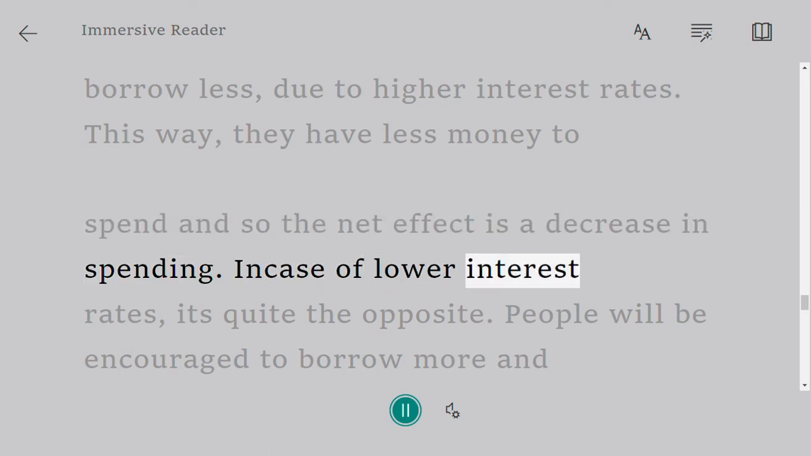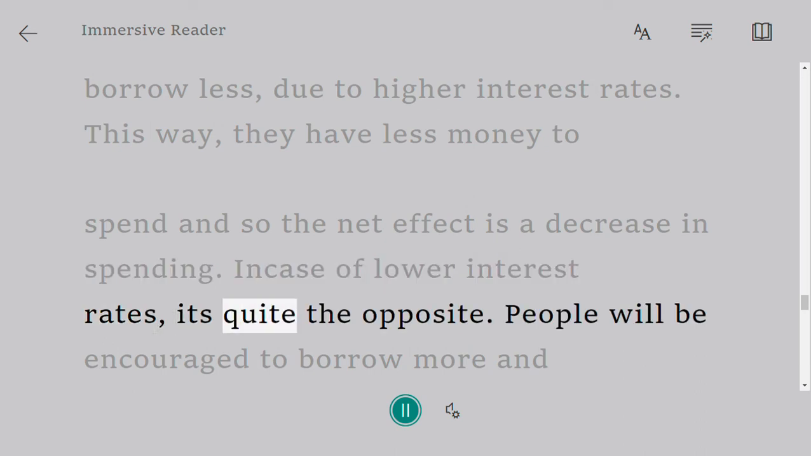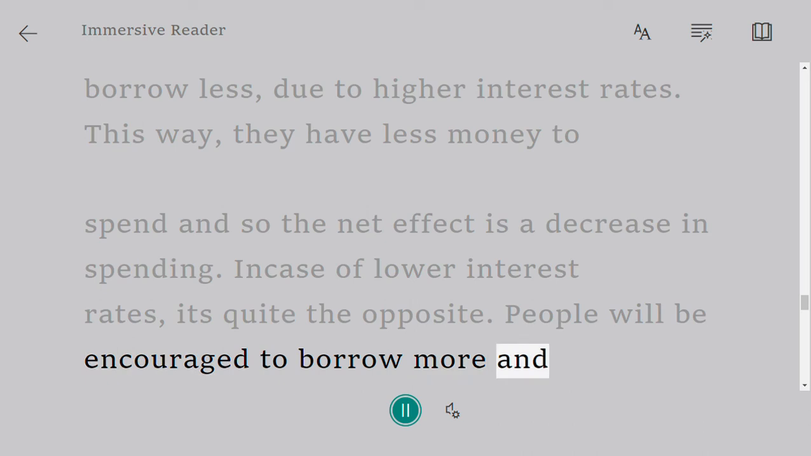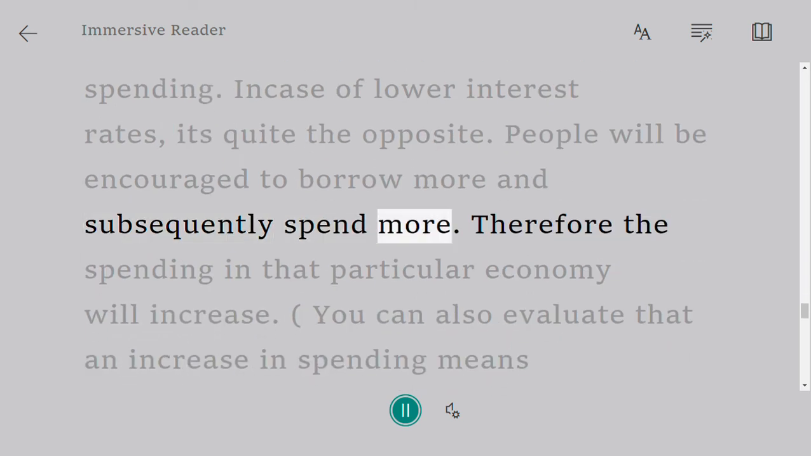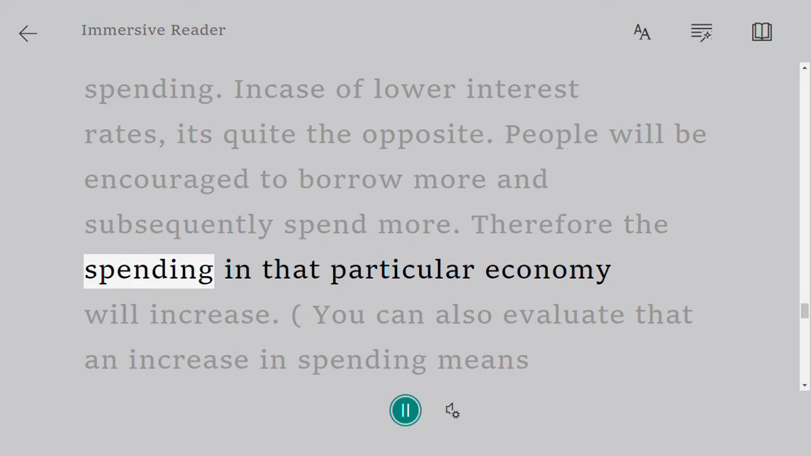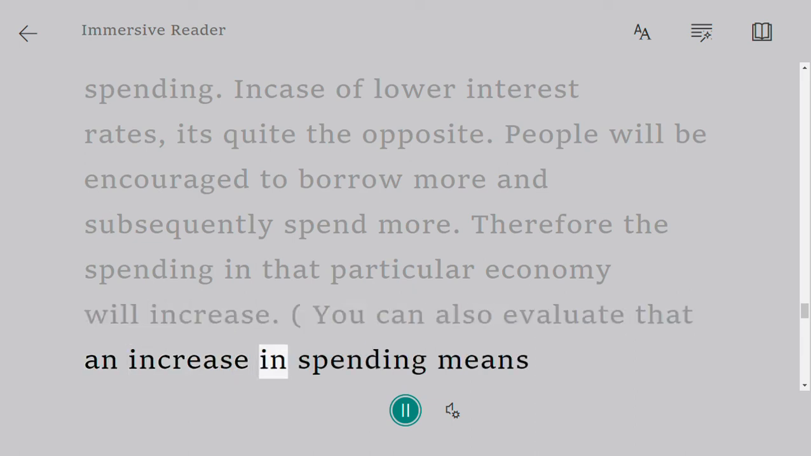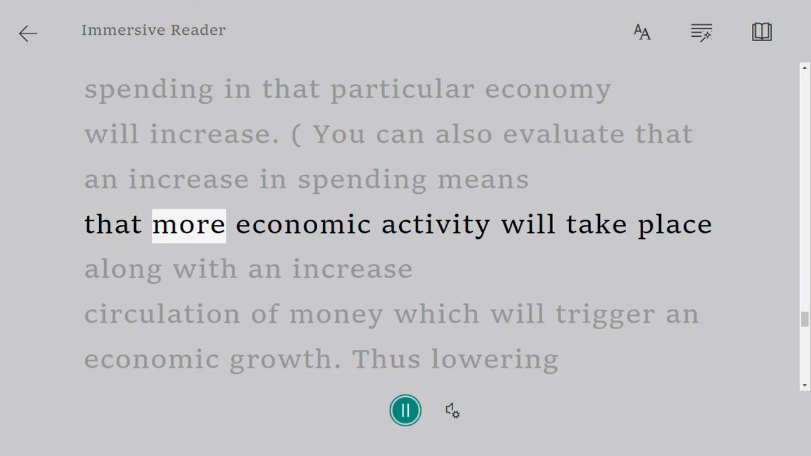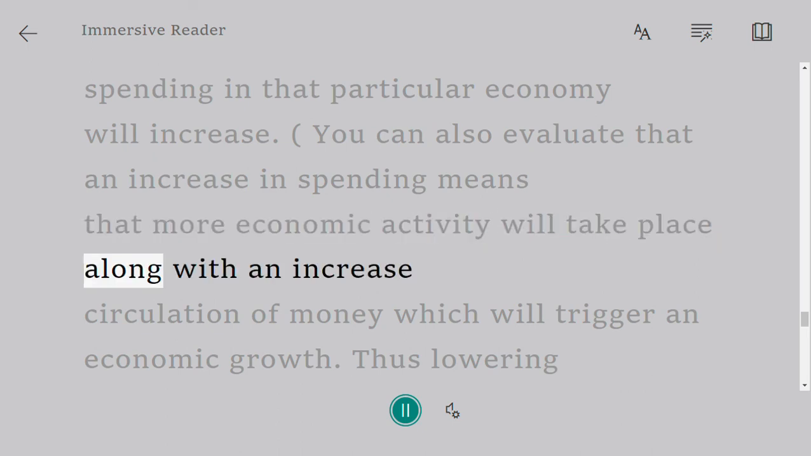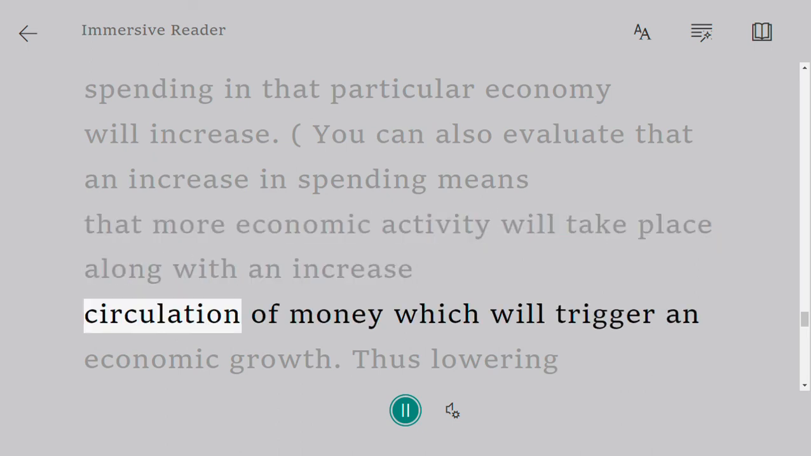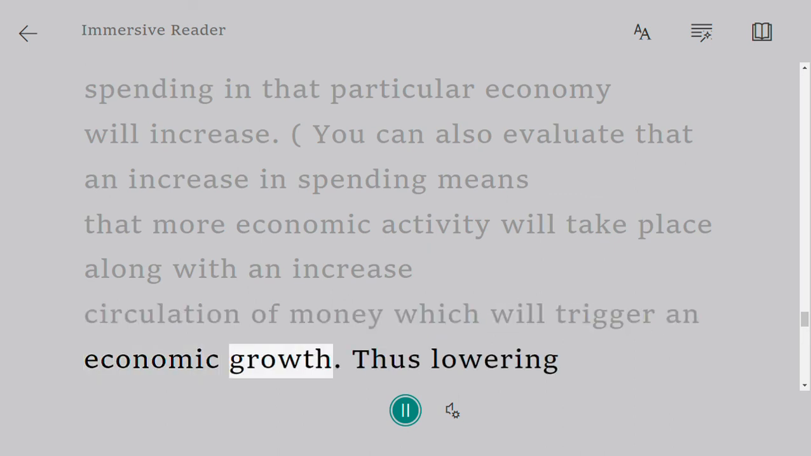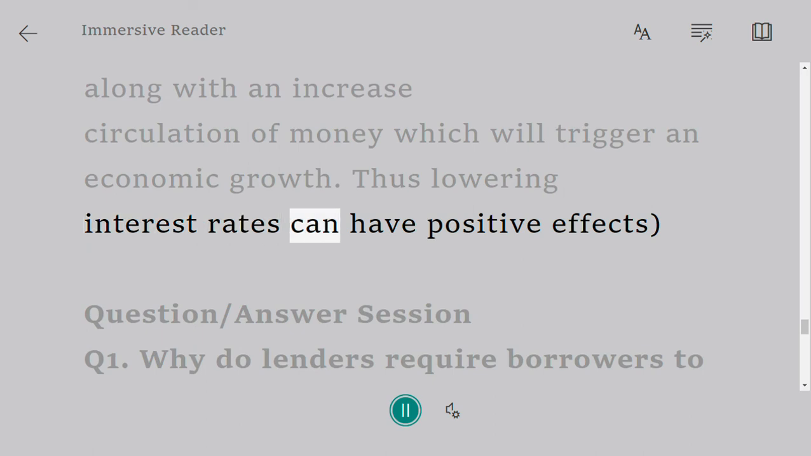In case of lower interest rates, it's quite the opposite. People will be encouraged to borrow more and subsequently spend more. Therefore, the spending in that particular economy will increase. You can also evaluate that an increase in spending means that more economic activity will take place along with an increased circulation of money, which will trigger economic growth. Thus, lowering interest rates can have positive effects.